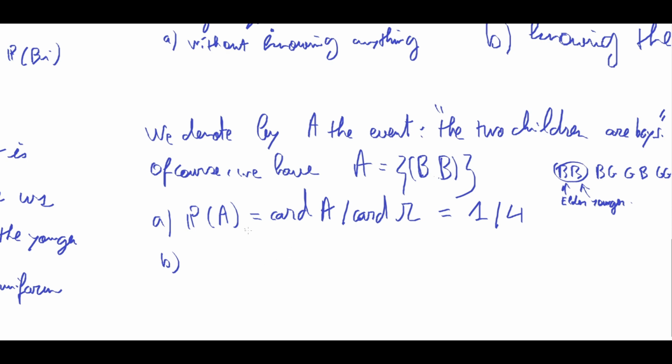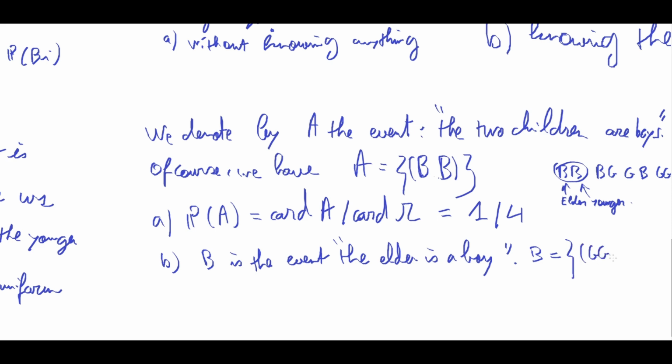For B, the event where we know that the elder is a boy, we denote by B this event. B is the event the elder is a boy. We then have that B is the following set of realizations. We have two possibilities. The elder is a boy.